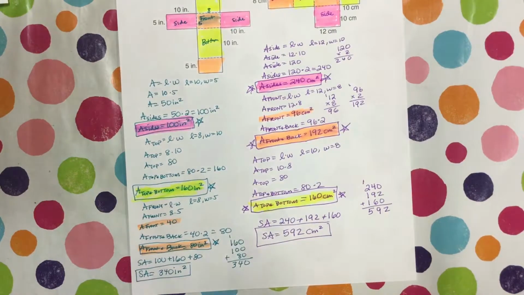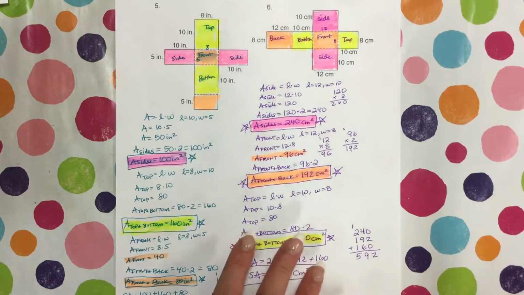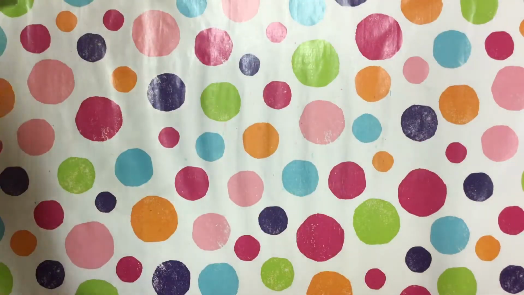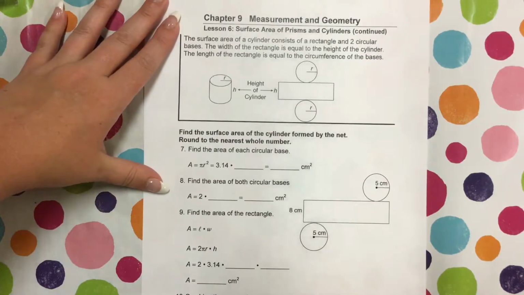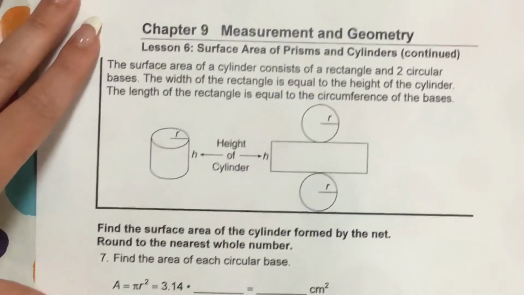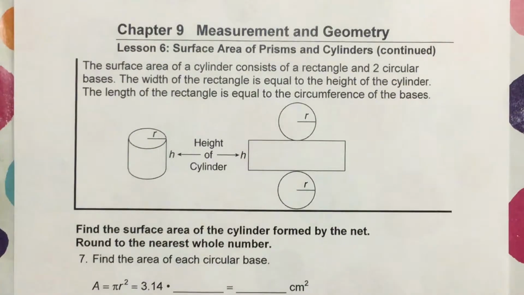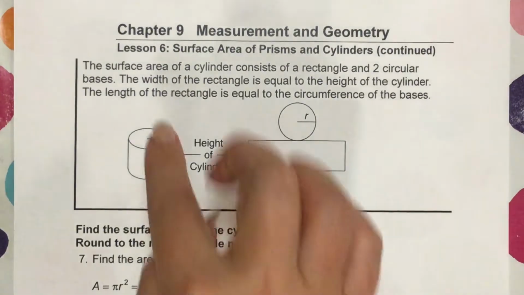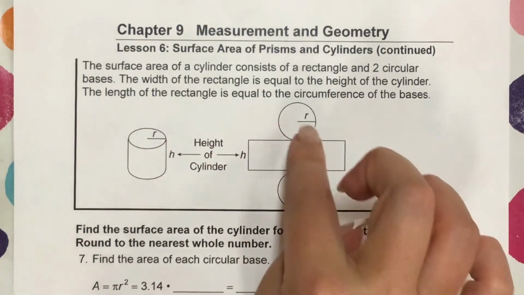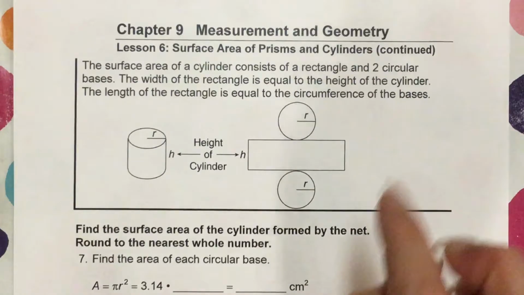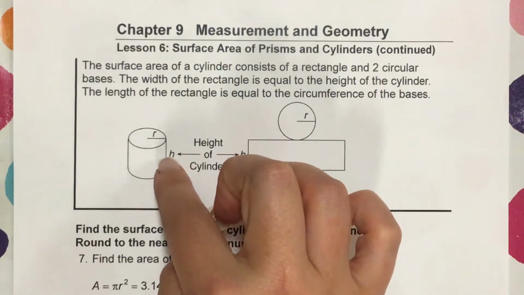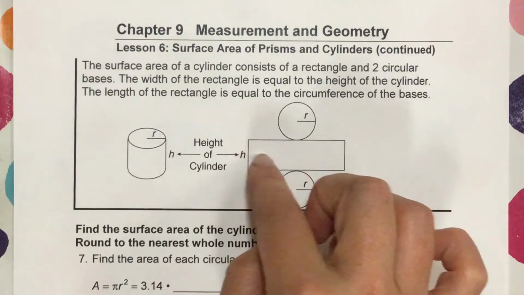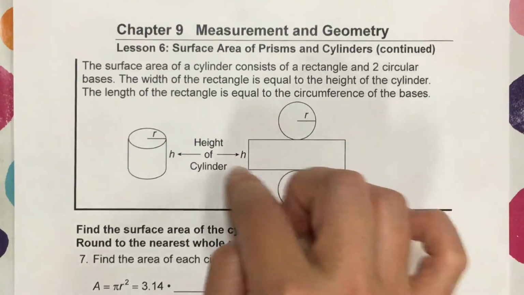Okay, let's go ahead and turn the page. So now we're going to look at surface area of cylinders. So the surface area of a cylinder consists of a rectangle and 2 circular bases. So here's a cylinder. Now the bases, the top base and the bottom base, are definitely circles, but what happens is if you cut this right here, you end up having a rectangle.